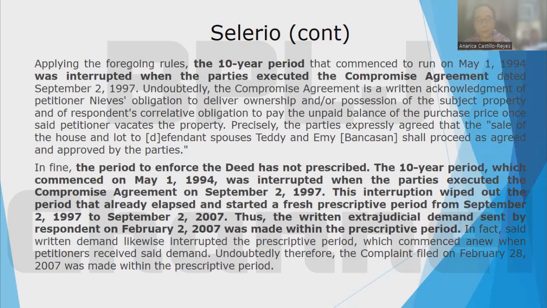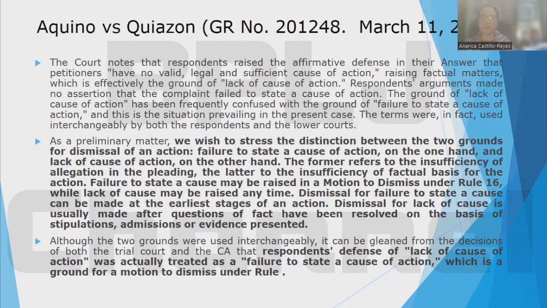date agreed upon. Now, this was interrupted when the parties executed a compromise agreement. So, when the extrajudicial demand was sent, it was made within the prescriptive period because there was an interruption of the period of prescription because of the execution of the compromise agreement. Okay? We have the case of Aquino versus Yason.